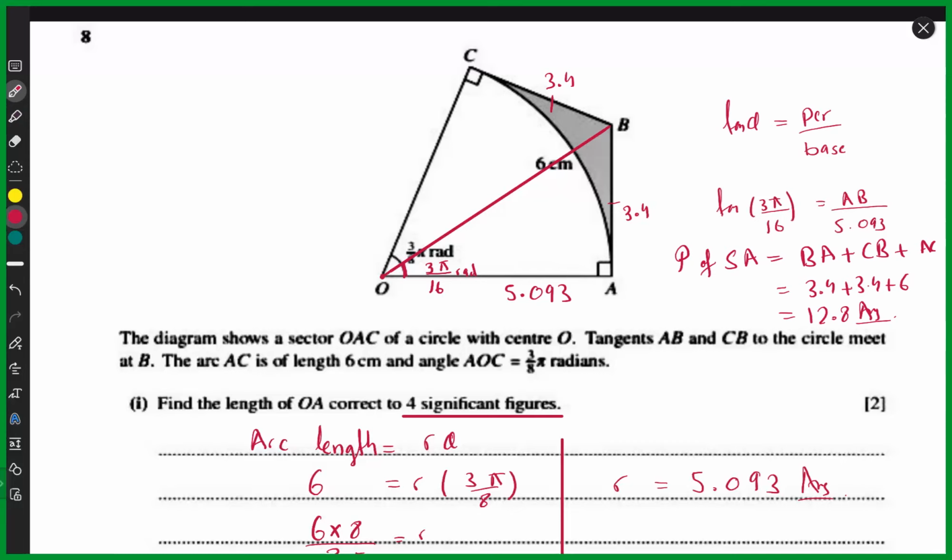Miss, like normally the calculator is in degrees, right? So I should make it degrees again. Yes, definitely. Please keep this in mind that your calculator should be in the right mode.